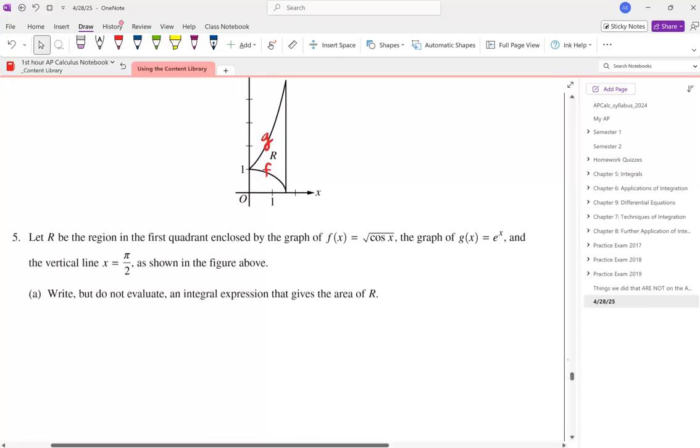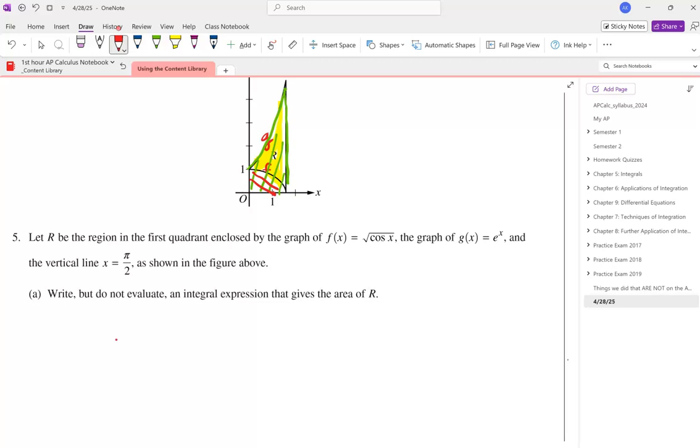All right. It says, write but do not evaluate an integral expression that gives the area of R. So if I think about it, I want this area. Now I'm not going to do that in all one chunk. What I would do is the area under g, and then subtract out the area under f.